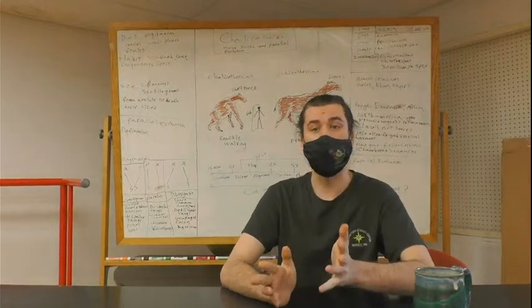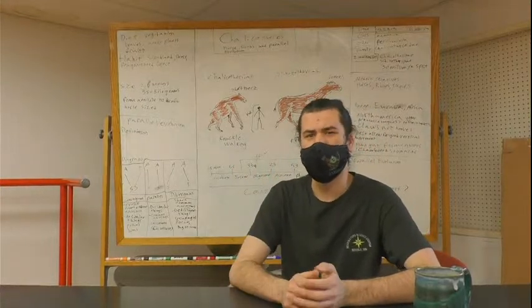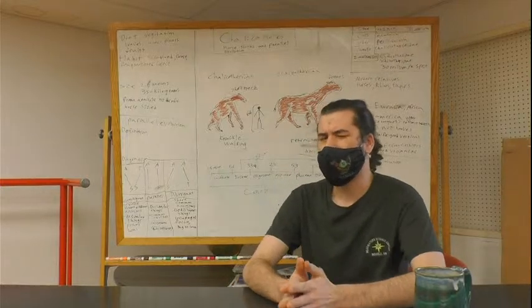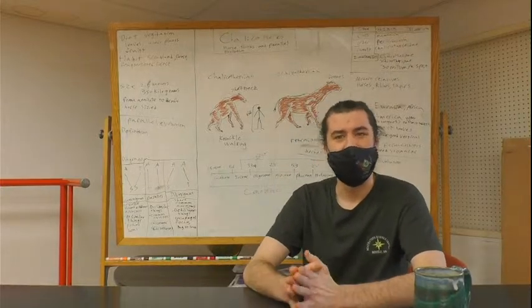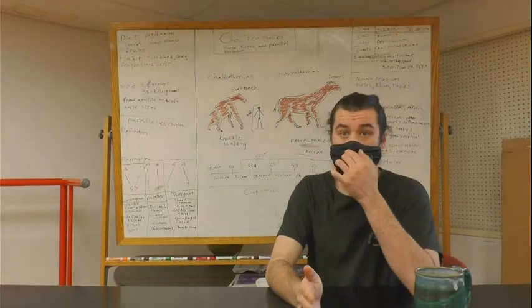But yeah, so today we're going to be going over Chalicotheres and the two different groups of them, and why there might have been two different groups, and also why did that happen? Why are there two very distinct groups of this type of animal?